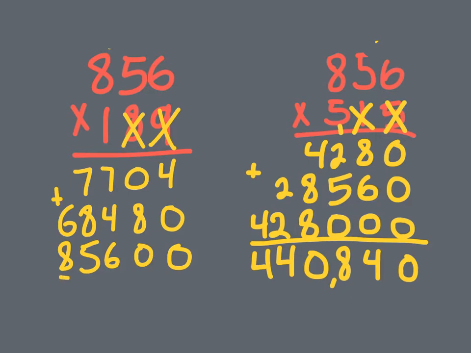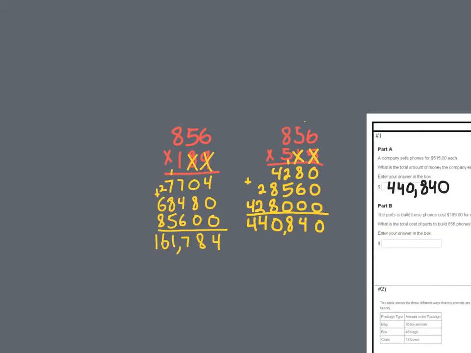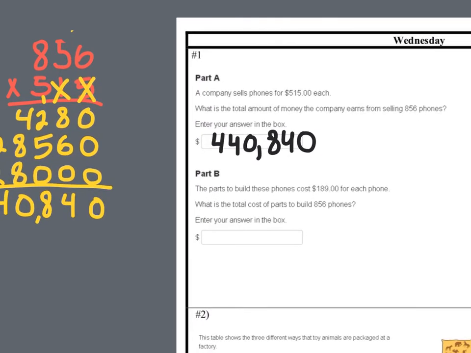Add these up. 4 and 0 makes 4. 8 and 0 makes 8. That's 6 plus 4 makes 10. 10 plus 7 makes 17. Carry the 1. 1 plus 7 is 8. 8 plus 8 makes 16. 16 plus 5 makes 21. Carry the 2. 2 plus 6 makes 8. 8 and 8 makes 16. So we know it costs them $161,784 to make their phones.